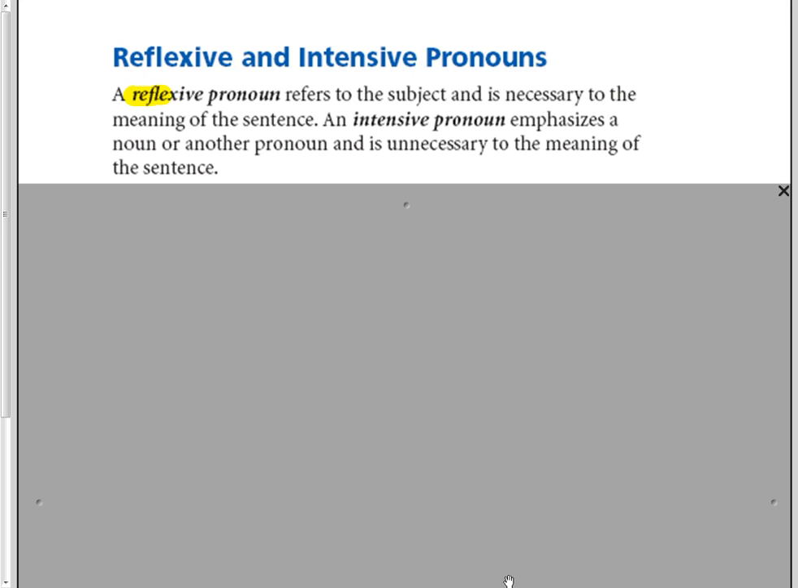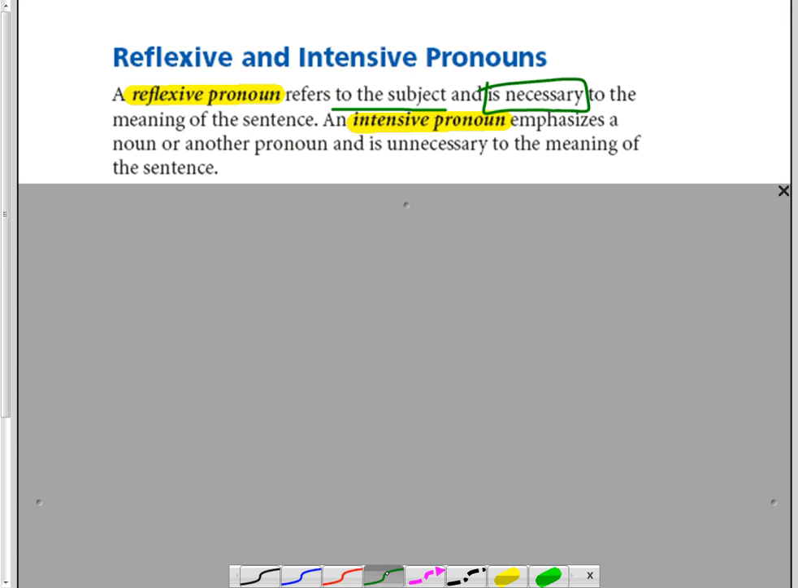A reflexive pronoun refers to the subject and is necessary to the meaning of the sentence. So when you think reflect, you look at your reflection and you see yourself. So it refers back to the subject, and it is necessary to the meaning of the sentence. But an intensive pronoun emphasizes a noun or another pronoun and is unnecessary to the meaning of the sentence.